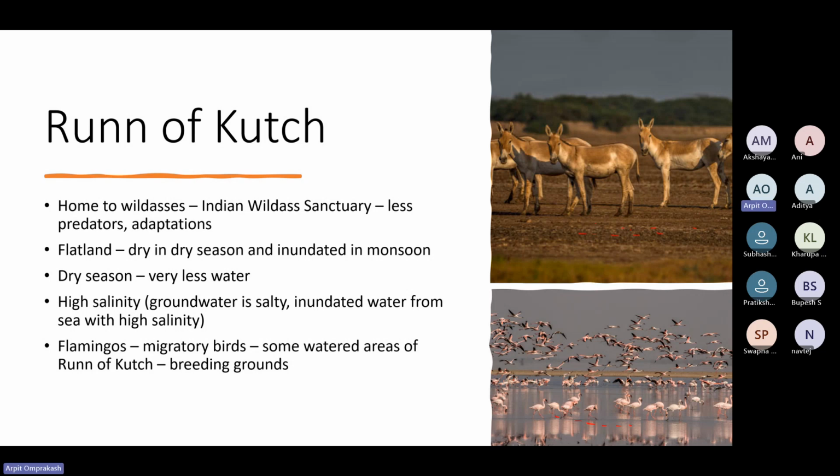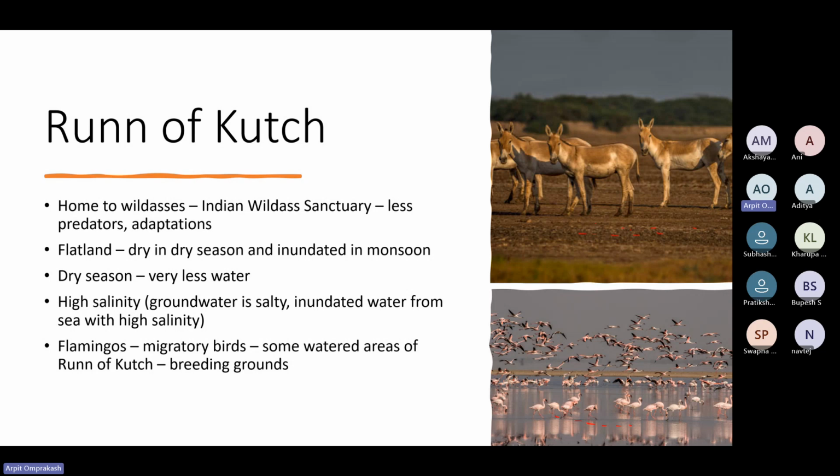Another species that is found here and is well adapted to a place like this is the Indian wild ass, and we have the Indian wild ass sanctuary here in the Rann of Kutch. Their predators are not adapted to living in these high salinity and dry conditions, and therefore they thrive here, and they have adaptations that help them survive in these conditions.